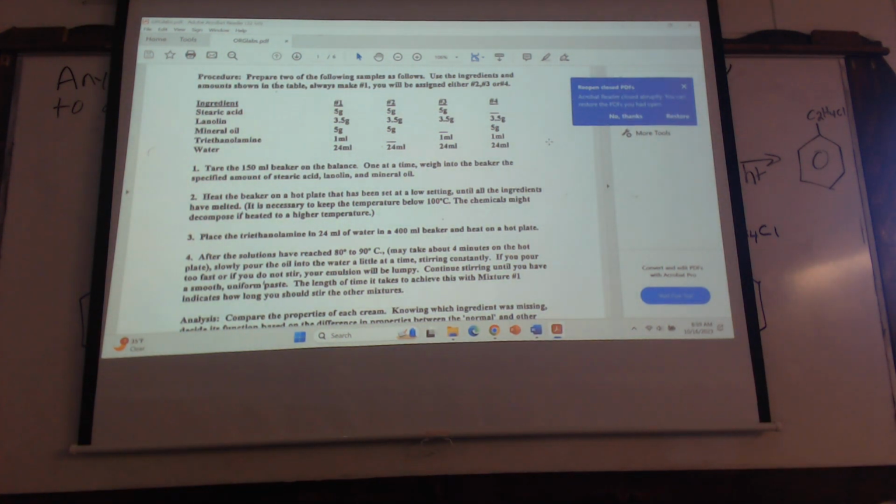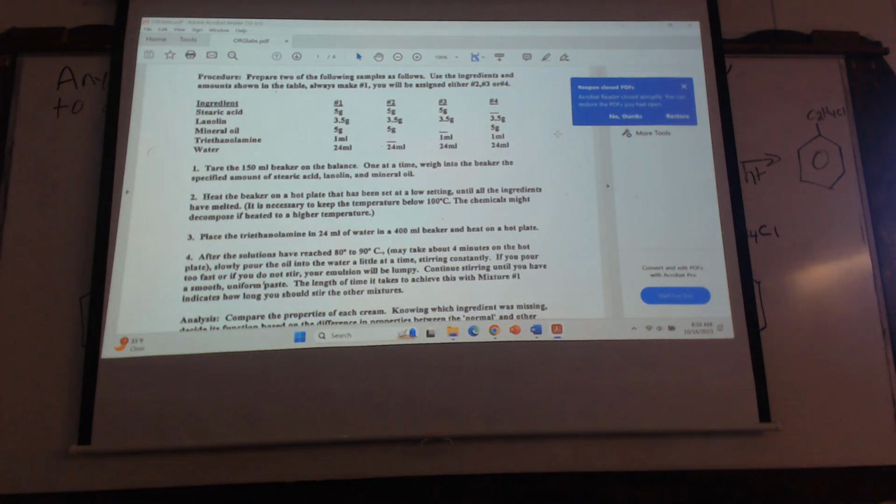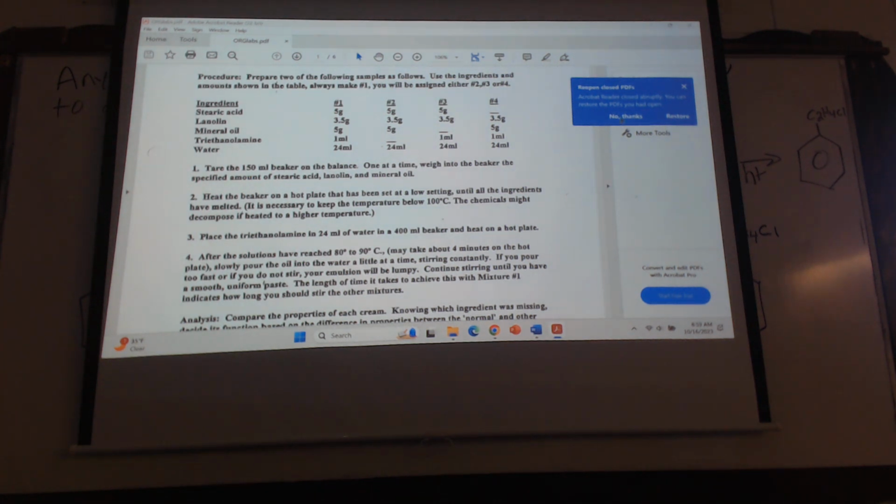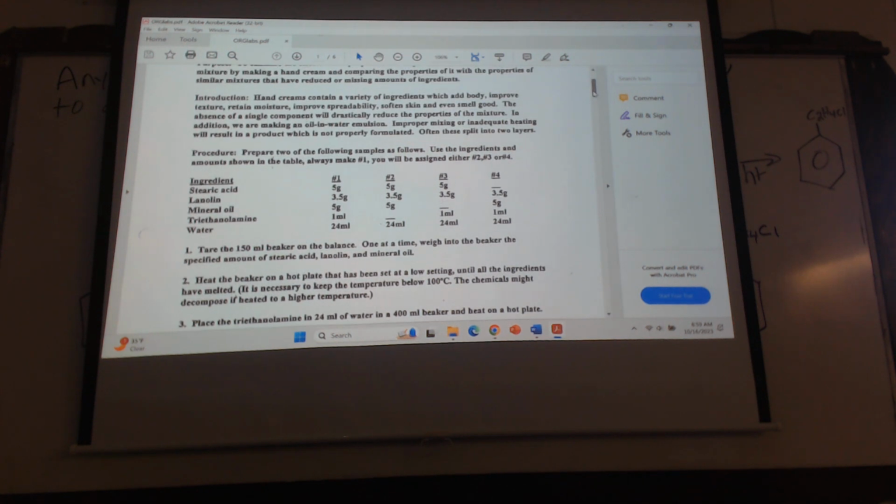and we had briefly talked about parts of this, and for some people, you're going to want to buy some of these hand creams. We talked about the properties of their mixture, whether it's going to be very spreadable, is it going to moisturize the skin, is it going to smell good? Well, that doesn't always happen, especially in this procedure.